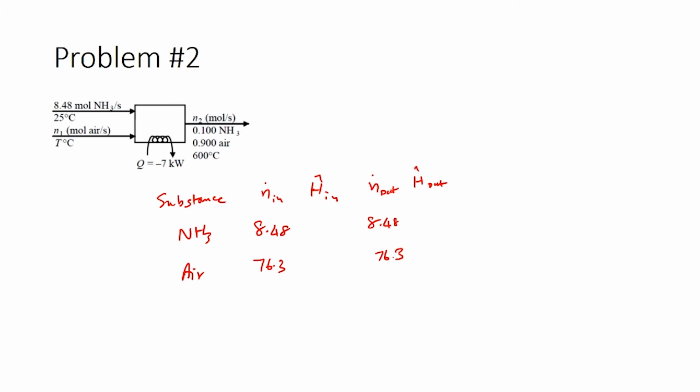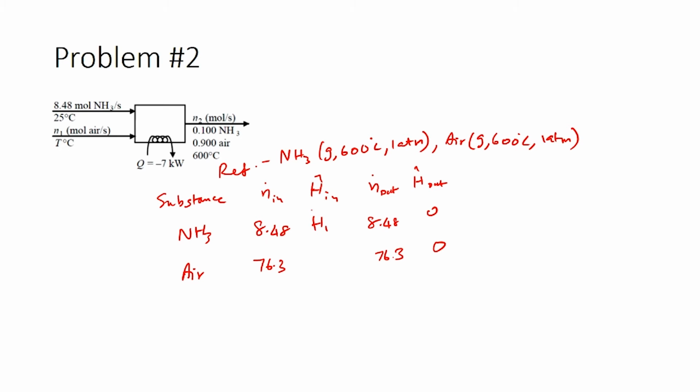So, we need to identify a reference state for which this table can be built. The reference state can be based on the inlet or the outlet conditions. Let us assume the reference states to be the outlet conditions. Then you would have ammonia gas at 600 degrees Celsius and 1 atmosphere and air at 600 degrees Celsius and 1 atmosphere as your reference states, which means the outlet condition enthalpies would be 0. So, the inlet enthalpies have still to be calculated.